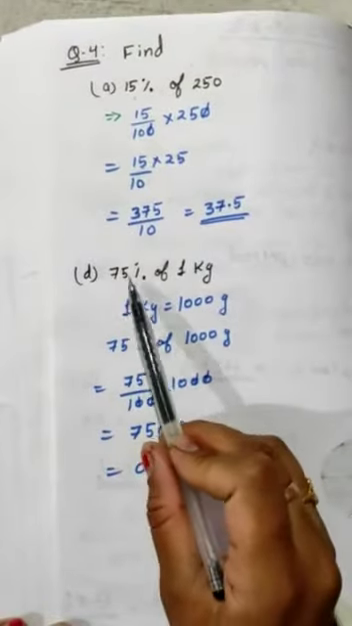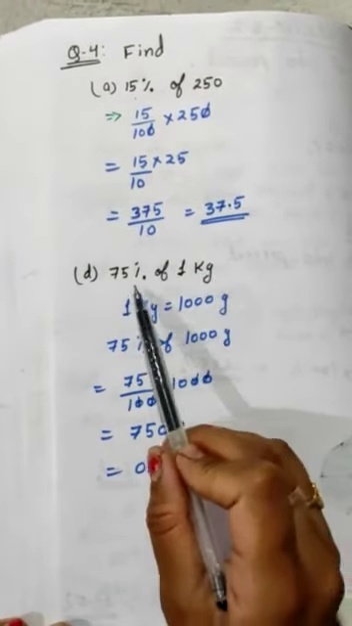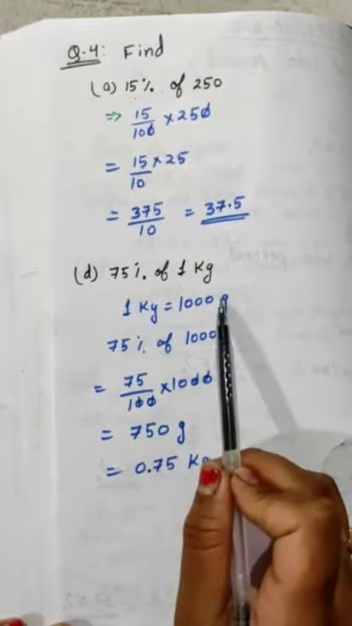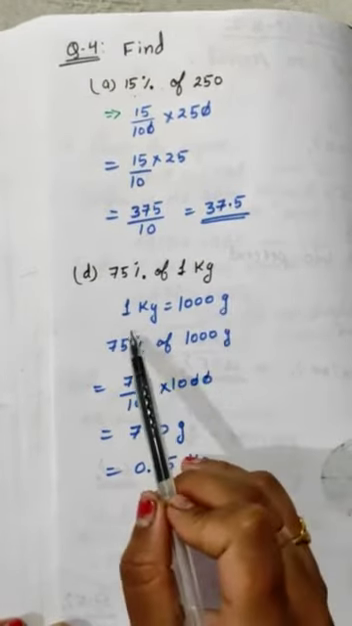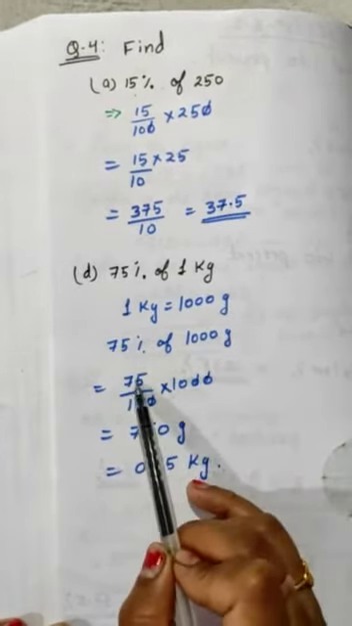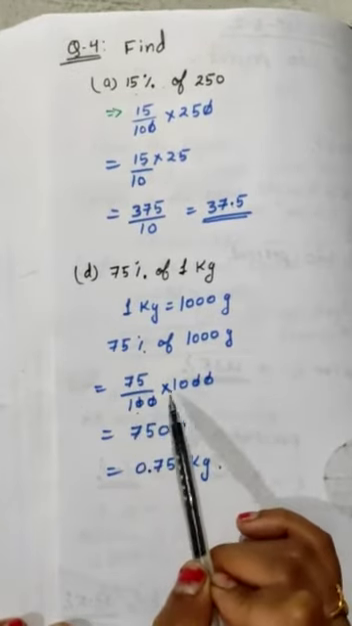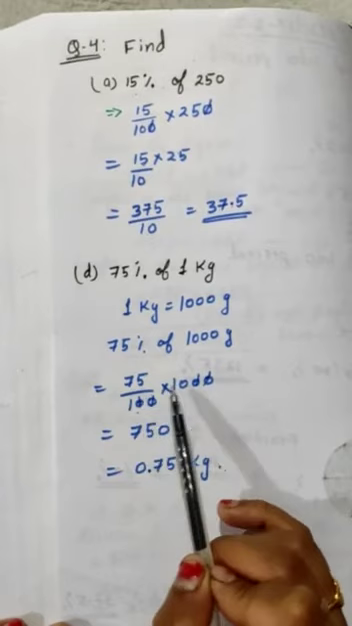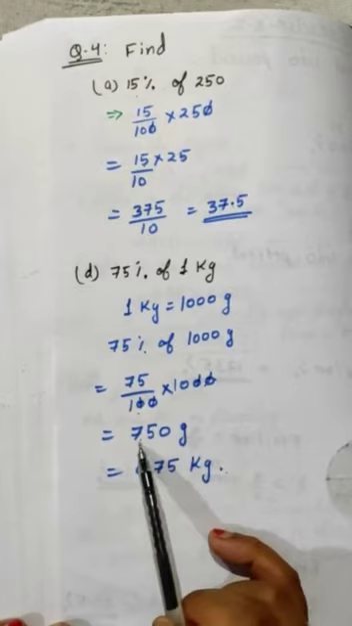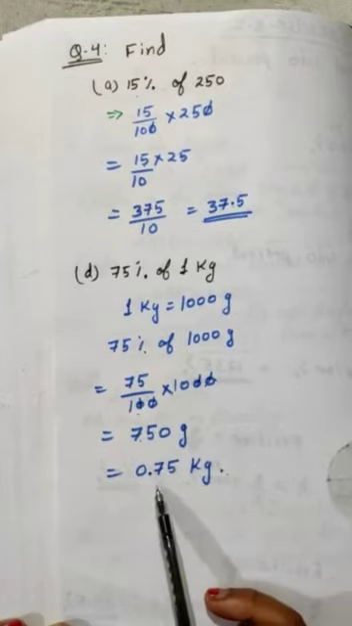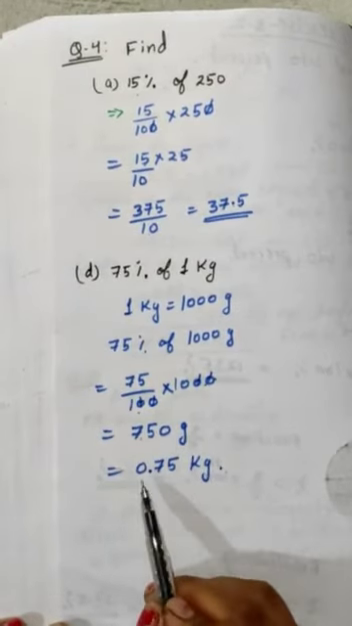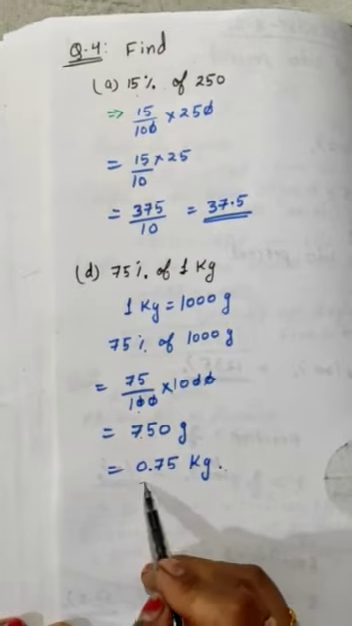What is 75% of 1 kg? Here 1 is a very small number, so you will convert it into grams. 1 kg is equal to 1000 grams, you know that. So the question gets converted into 75% of 1000 grams. Again the same way, 75 upon 100 into 1000. Then 2 zeros and 2 zeros will cancel each other. 750 grams will remain, and 750 grams is nothing but 0.75 kg. So both are correct answers, whether you write 750 grams or 0.75 kg.